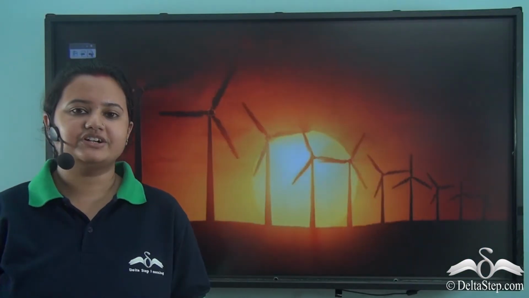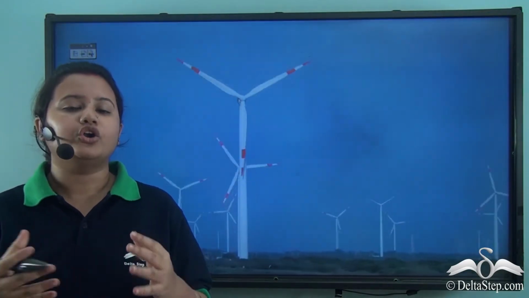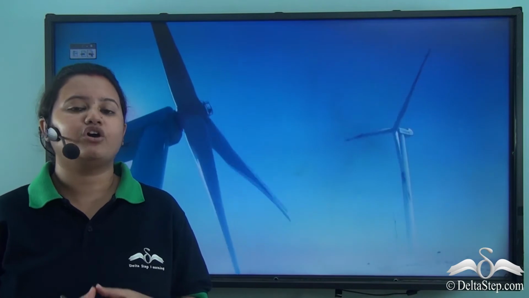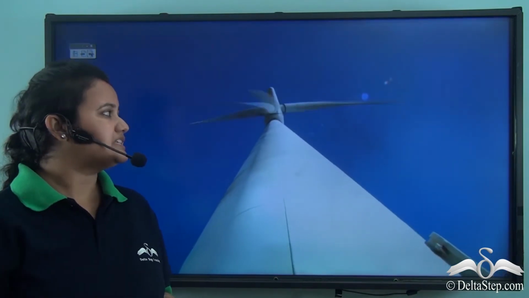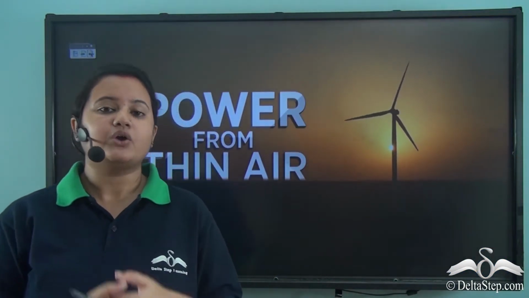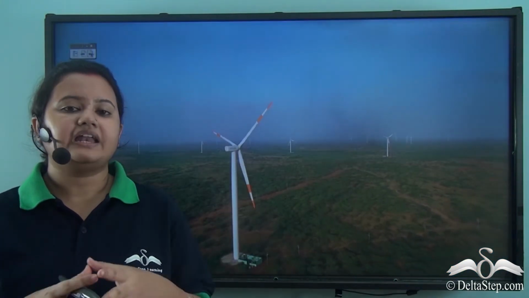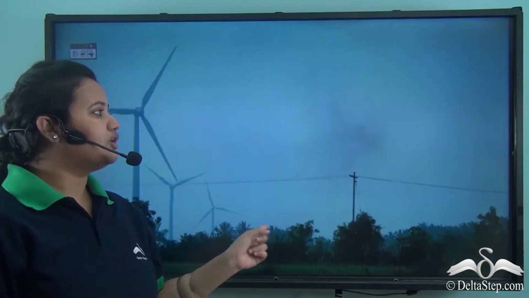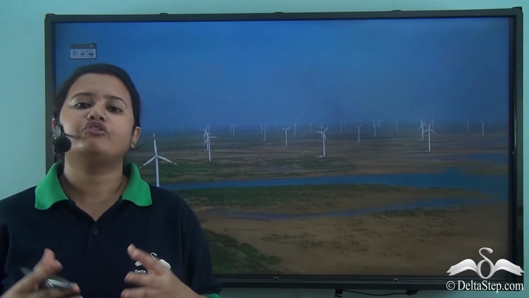In recent years, India has switched to green energy or non-conventional sources of energy, that is wind energy. Wind energy is produced by windmills. As the name suggests, windmills derive their power from wind. In other words, the wheels of windmills rotate according to the motion of wind.